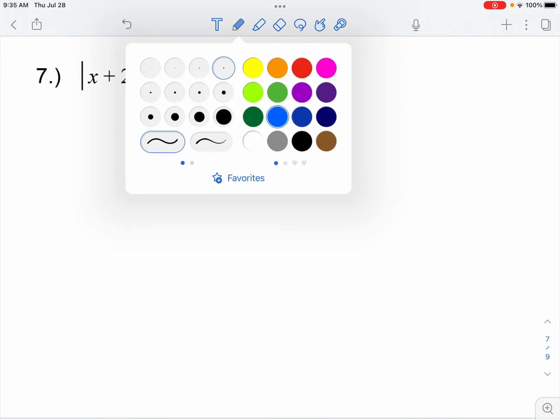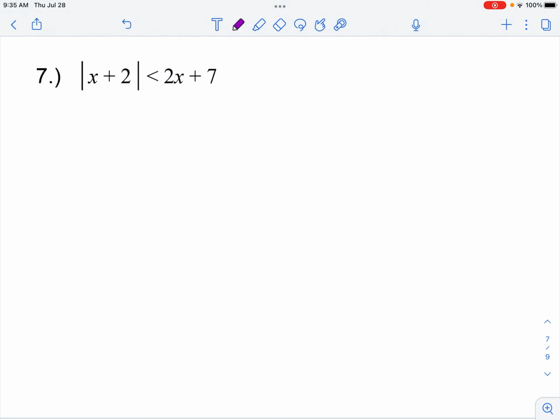Problem number 7. Now we've got variables on both sides, which we know is sometimes going to lead to a special case. Let's see what happens here. The absolute value is already isolated, so I can split into my two cases right away. X plus 2 is less than 2x plus 7. And then my second case, I'm going to do -x minus 2 to negate the inside of the absolute value is less than 2x plus 7.